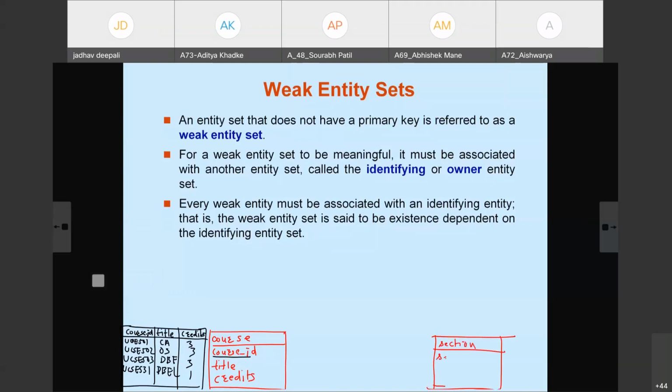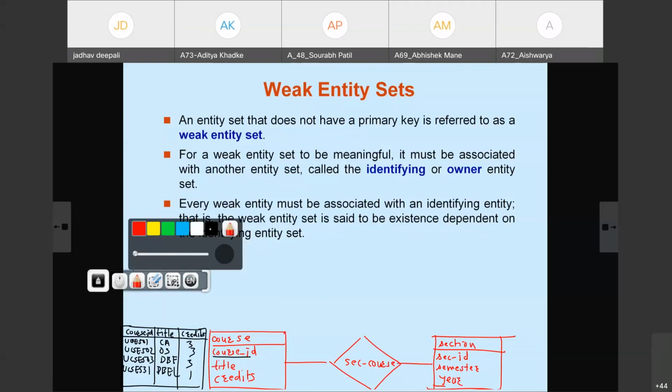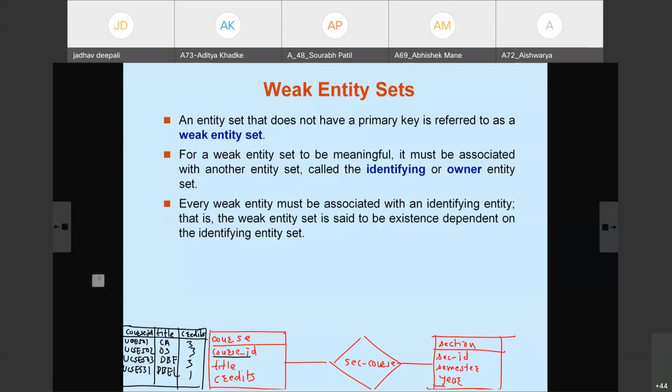With attributes section ID, then semester and year. Now, these are the sections which come under this course. So, the relation between this section and course. Now, I draw here in the same way the table for the section.